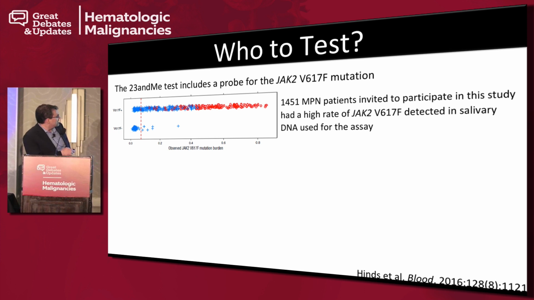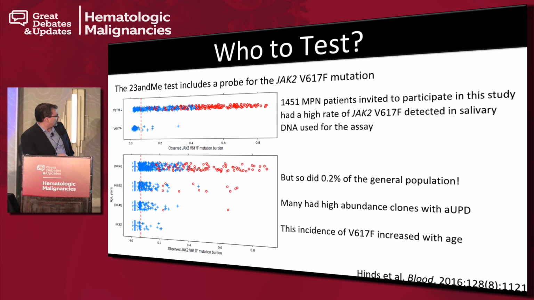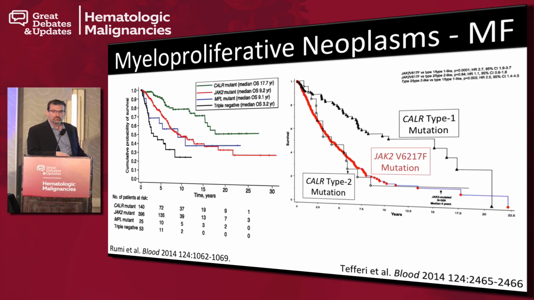And you can see that the JAK2 mutation was pretty readily detectable in those patients who were thought to be JAK2 mutant. And then they looked at the greater population of patients that had sent their 23andMe test in, who had no idea whether they had any blood disorder at all. And they found that as you looked at older and older individuals, you can find a greater and greater incidence of the JAK2 mutation in the general population. And in fact, it wasn't an insignificant number. It was 0.2% of the general population, which is much greater than the actual incidence of things like polycythemia vera.